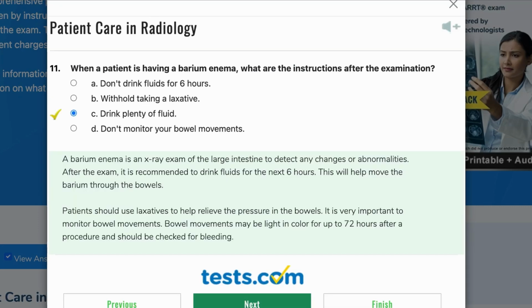A barium enema is an X-ray exam of the large intestine to detect any changes or abnormalities. After the exam, it is recommended to drink fluids for the next 6 hours. This will help move the barium through the bowels. Patients should use laxatives to help relieve the pressure in the bowels. It is very important to monitor bowel movements. Bowel movements may be light in color for up to 72 hours after a procedure and should be checked for bleeding.